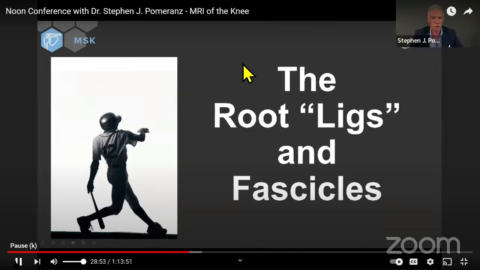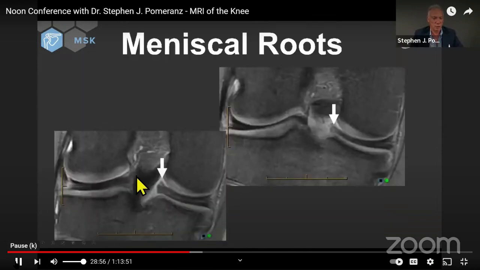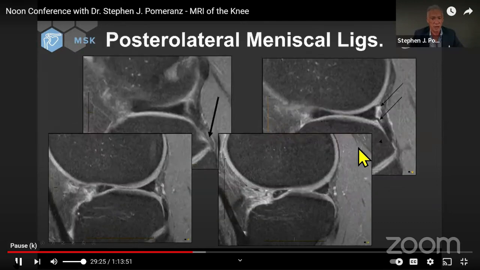Let's talk about the roots and root ligaments and fascicles. And let's start out with this lovely picture of the posterior lateral and medial menisci. Look at the lateral meniscus. It fans out. We see these tiny little ligaments, one right there that is inserting on the base of the tibia. There it is again, looking rather beautiful, whereas this one is just chopped like you took an axe and just cut it off. There is no ligamentous attachment, and while the meniscus is not drifting medially, it eventually will, and that can be the initiating factor for osteoarthritis, even in young individuals.